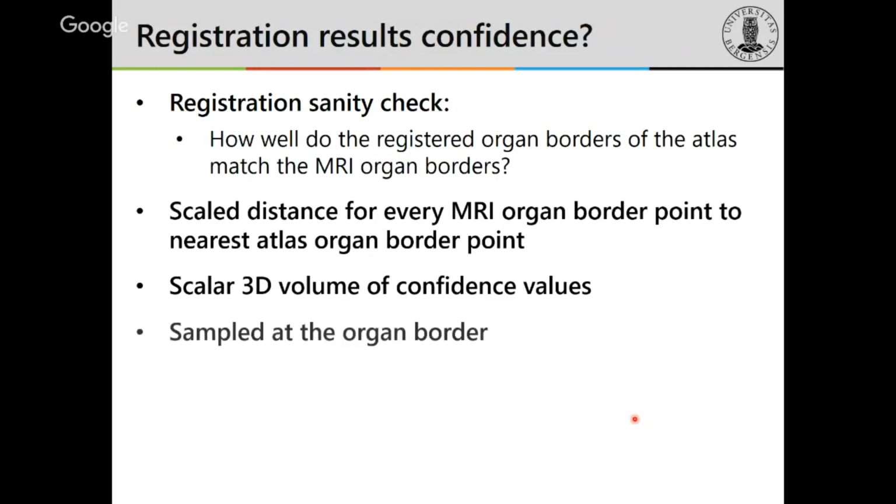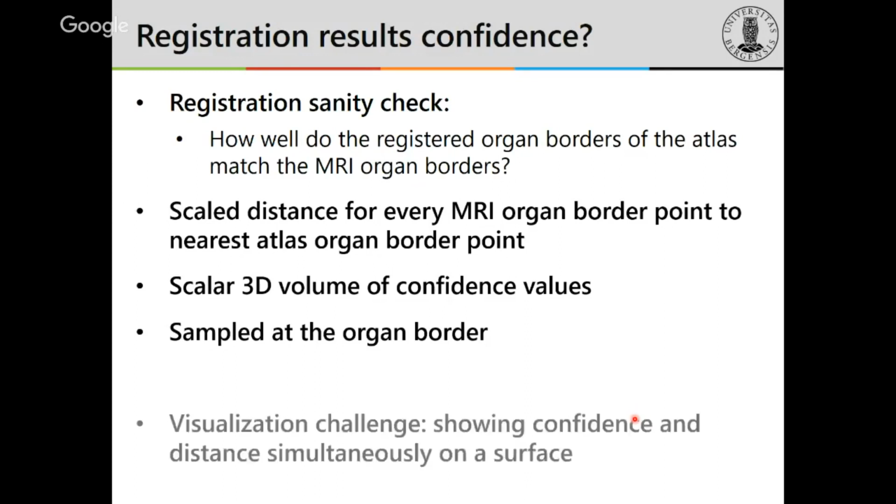If we sample this field now at the organ border, we end up with a sort of confidence value of how well the registration went in a certain area. But now we have a bit of a visualization challenge because we would like to show this confidence in the registration outcome and the distance to the nerve simultaneously on the same surface. So here we experimented with several visualization techniques to show both at the same time.